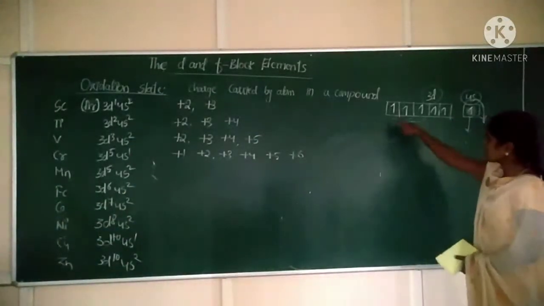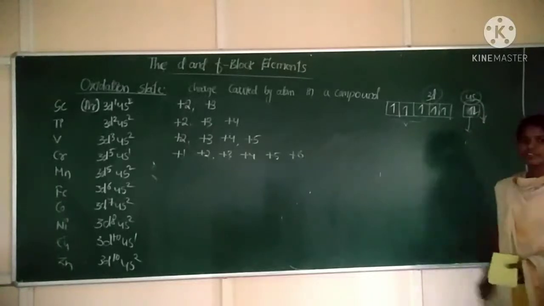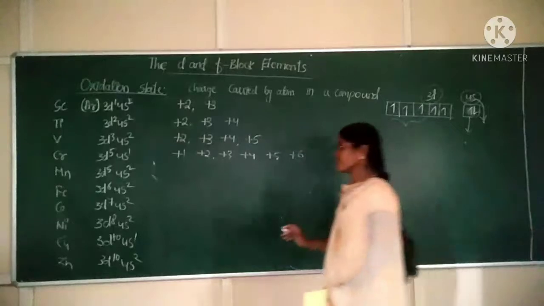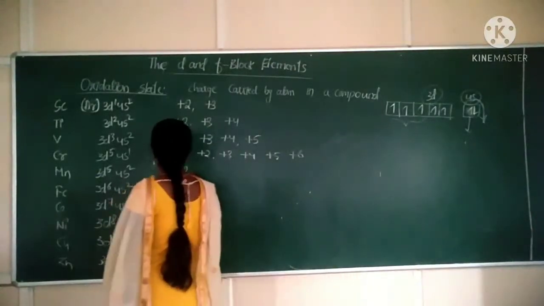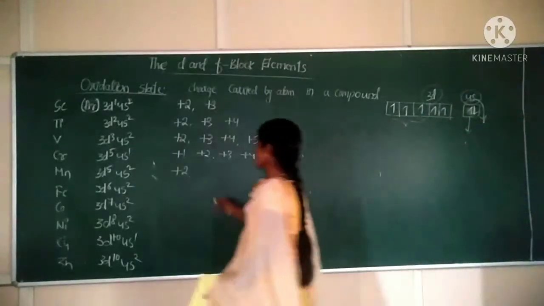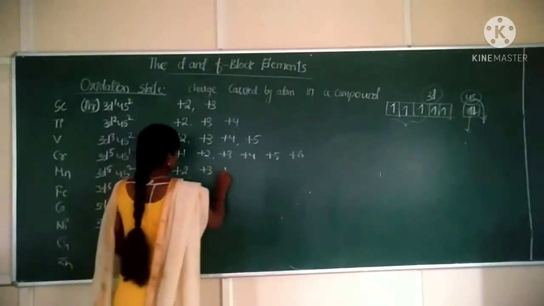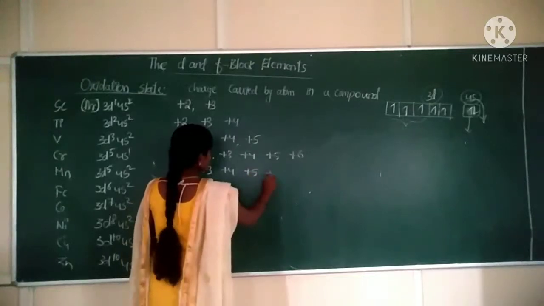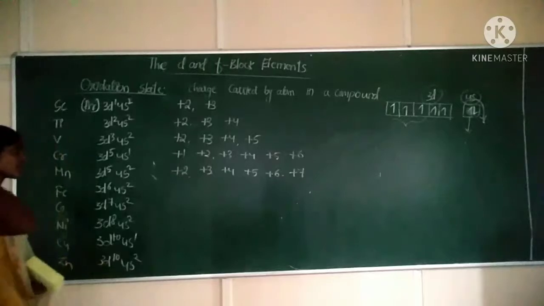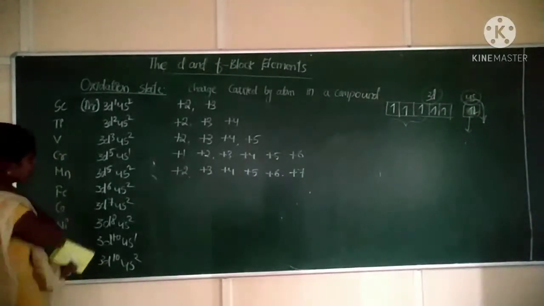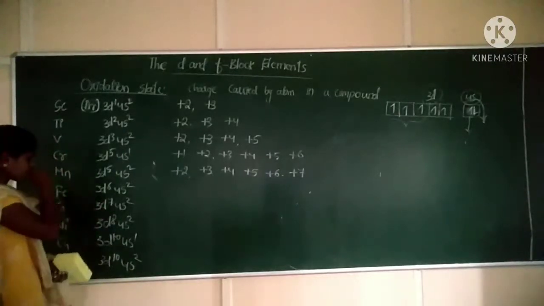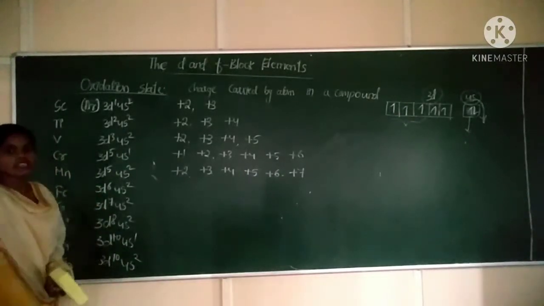Manganese configuration is 3d5 4s2. Here, if it loses only electrons from the 4s shell, it will have a +2 oxidation state. If it loses electrons from the 4s as well as the 3d level, it can have +3, +4, +5, +6 up to +7. +2 to +7 oxidation states are possible for manganese. Clear? Next, after manganese, there is an increase in the number of d electrons.